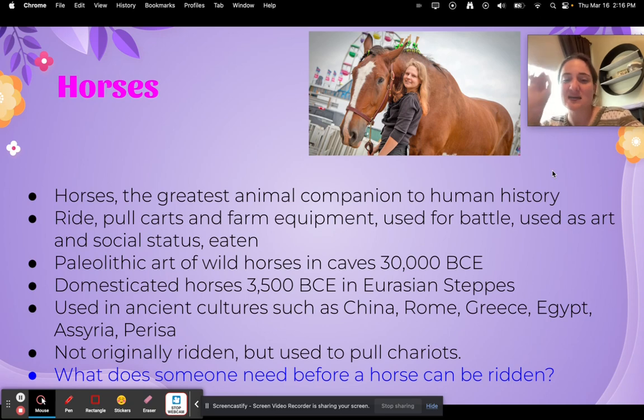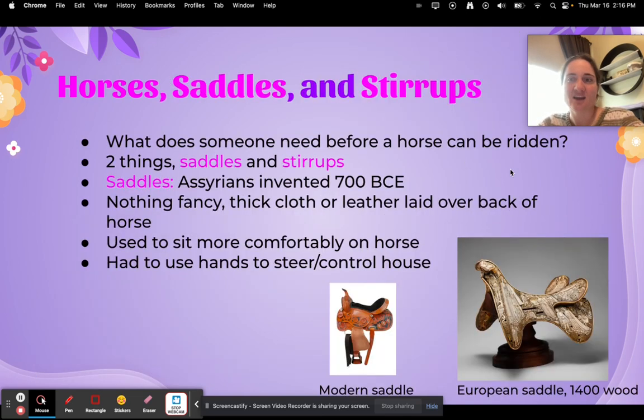So, what does someone need before a horse can be ridden? Yes, if you looked at your vocab words on your study guide, you'll see that the answer is already there. It'd be saddles and stirrups. So, saddles. The Assyrians invented them in about 700 BCE, so a lot later than when horses were domesticated.